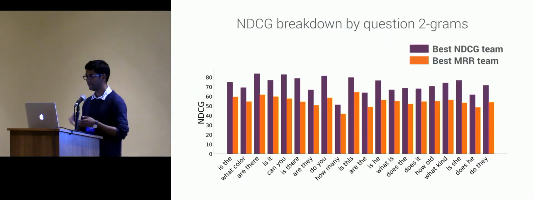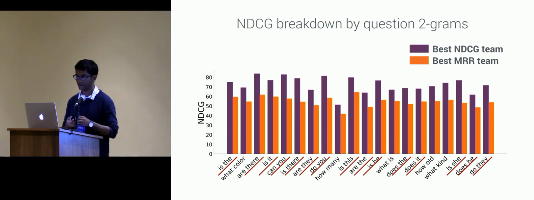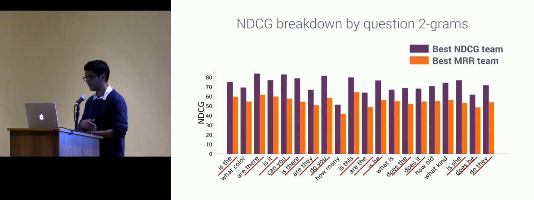If we break down the performance of these teams by the starting bigrams of the question, you can see that the best NDCG team does well uniformly across questions. But one thing worth noting is that a large part of the Visual Dialog dataset has these binary questions. I've underlined all of the starting bigrams that refer to binary questions. And this is where most of the improvement is typically coming from.